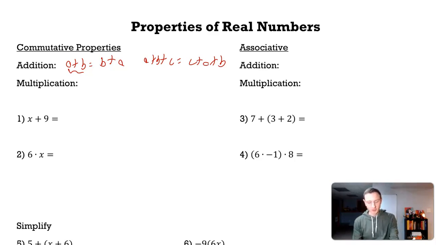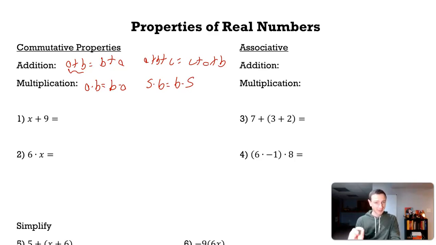Same thing with multiplication. So if I have a times b, that is the same thing as b times a, or more specifically, 5 times 6 is the same thing as 6 times 5. You're going to get 30 either way. That's the commutative properties of addition and multiplication.